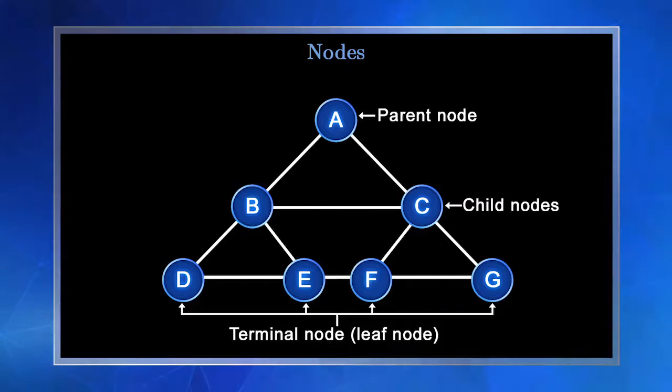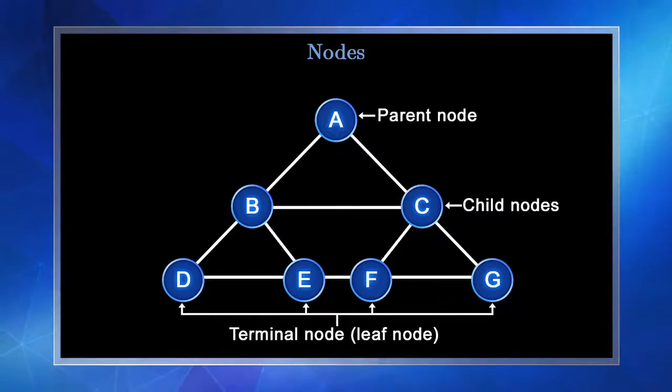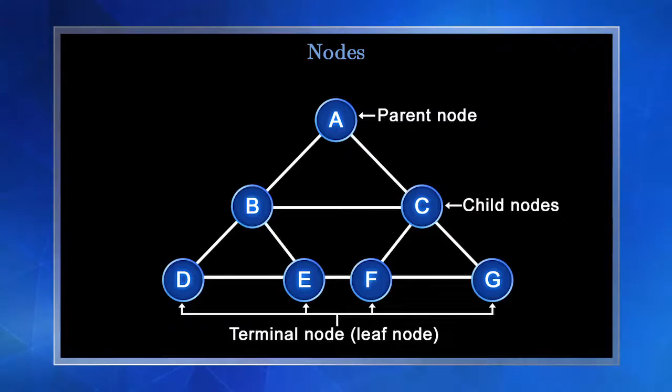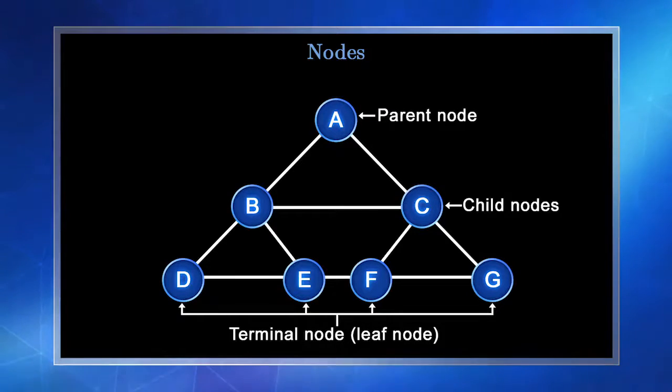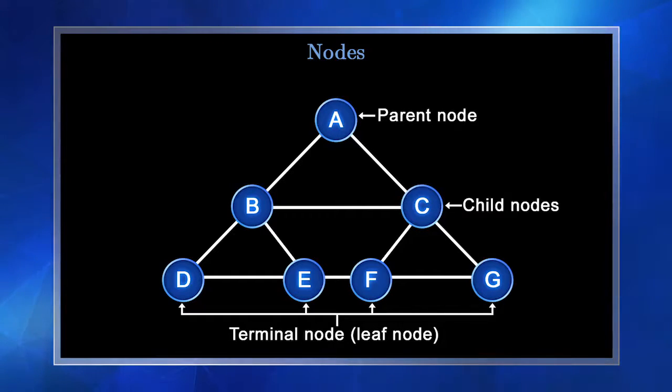Lastly, we're left with the terminal node, or our leaf node. That's D, E, F, and G. So this is the final partition of the data that contains no more splits. And this is where our predicted values are.